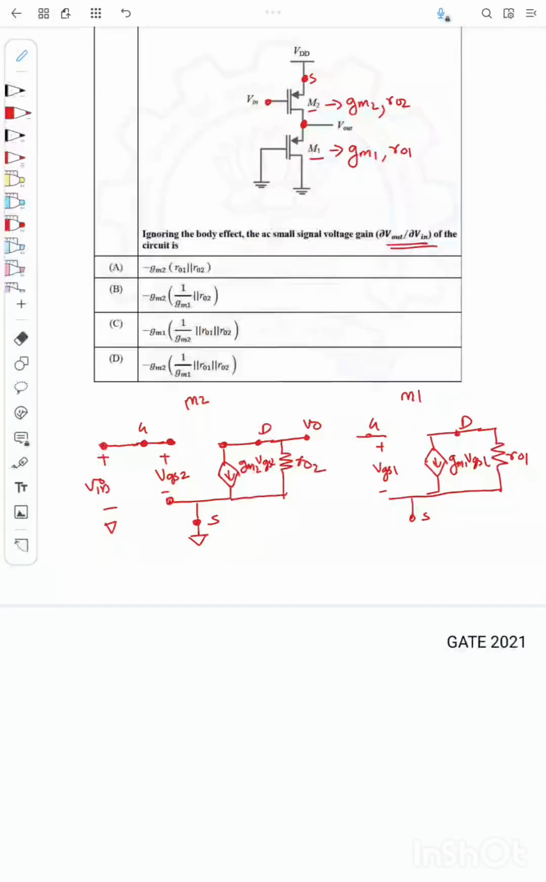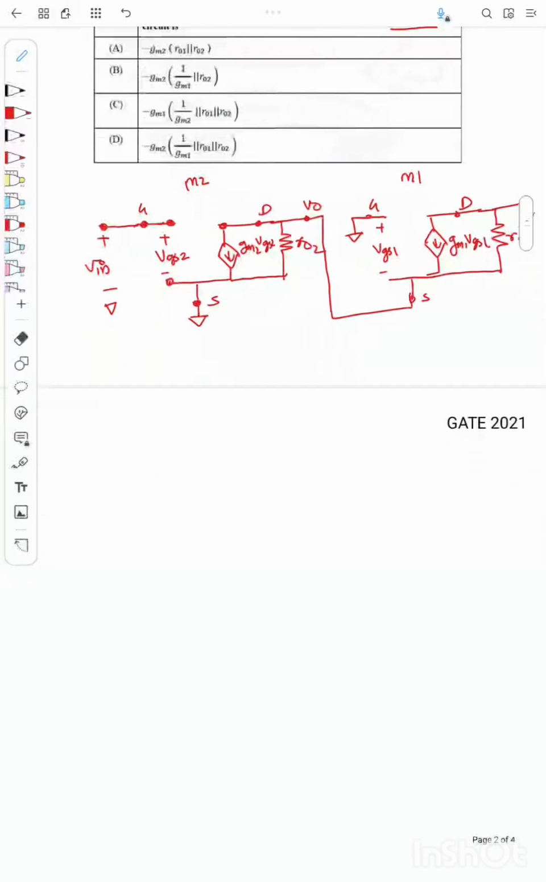Now we'll connect M1. The gate of M1 is connected to ground, and the drain is also connected to ground. The source is connected to the drain of transistor M2, so I'll connect it like this. Fine, so I can redraw this. If you see here, this terminal is now V0, the terminal to ground is V0. So what is VGS1 here? VGS1 is actually equal to minus V0, correct? And I can redraw this once more.